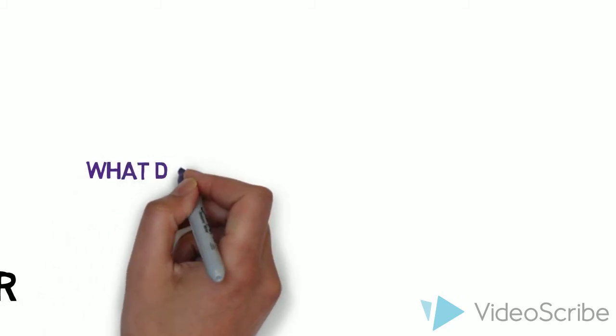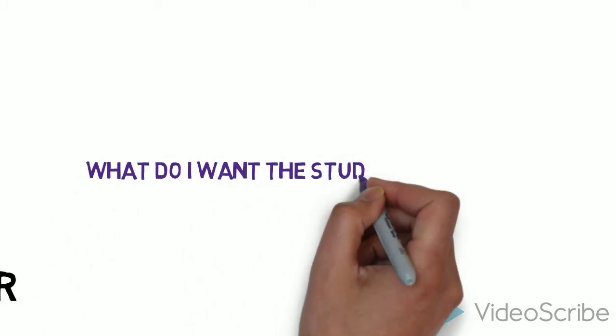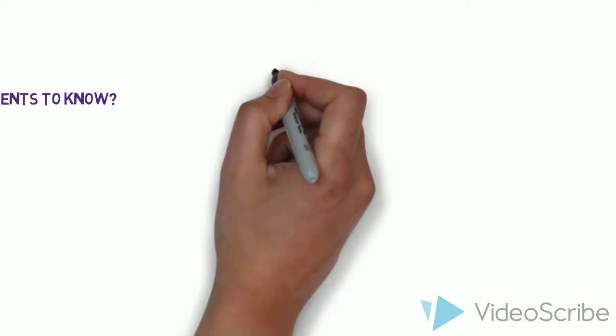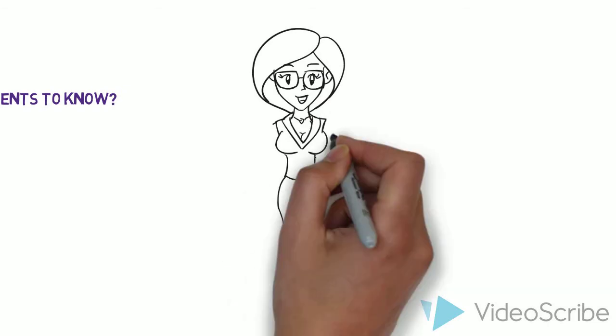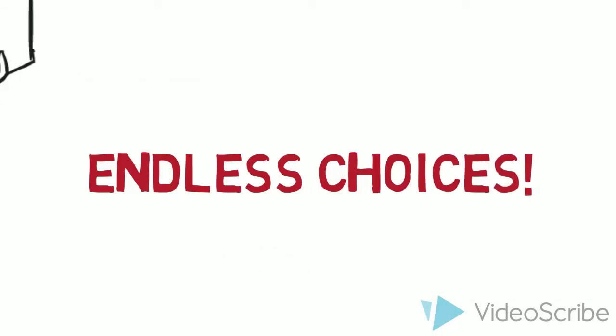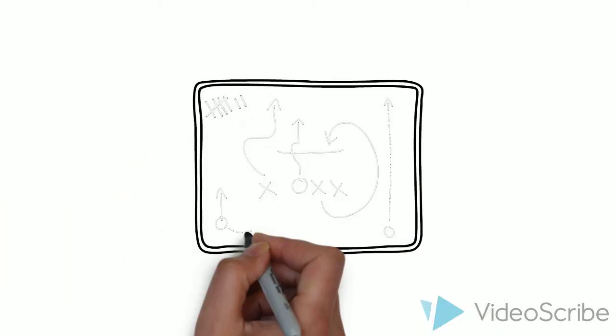To institute gaming in her classroom was simple. First, Mrs. Smith needed to look at her daily learning objectives and ask herself, what do I want the students to know? Then Mrs. Smith simply needed to look on Google for games relating to her learning objectives. The choices were endless. If Mrs. Smith wanted, she could play a different game every day.